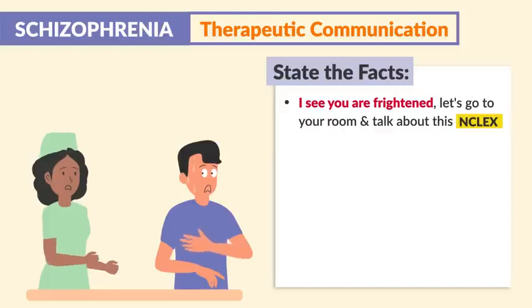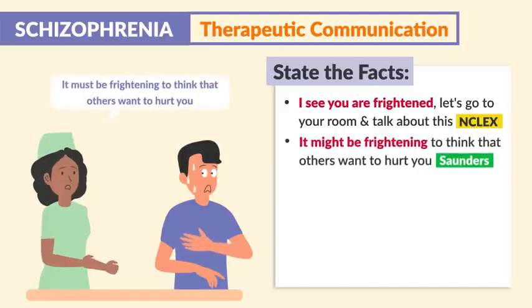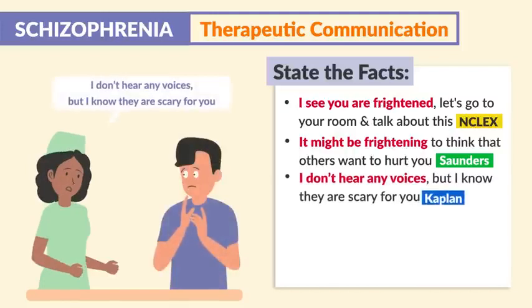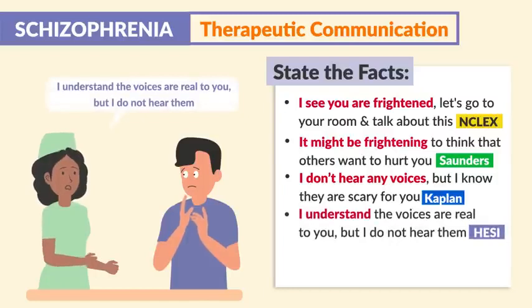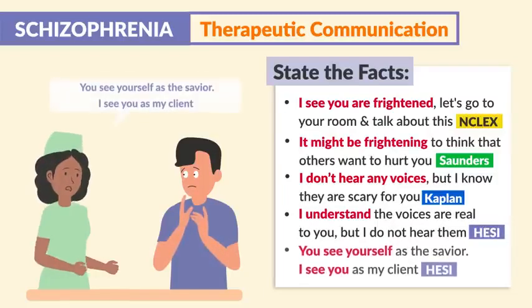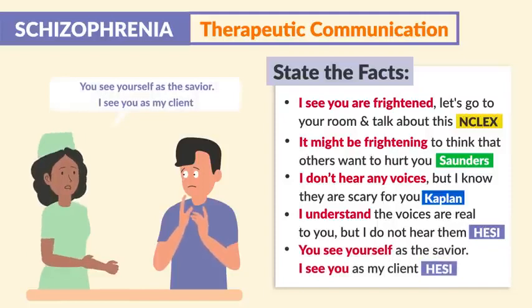Now, Saunders mentions, "It might be frightening to think that others want to hurt you." So, we are acknowledging the client's feelings. And Kaplan, "I don't hear any voices, but I know they are scary for you." So yes, this states the facts and acknowledges the client's feelings. And Hesse, "I understand the voices are real to you, but I do not hear them." Or if the client sees themselves as the savior, "I see you as my client." Now, as you can see, all these statements state the facts and acknowledge the client's feelings.